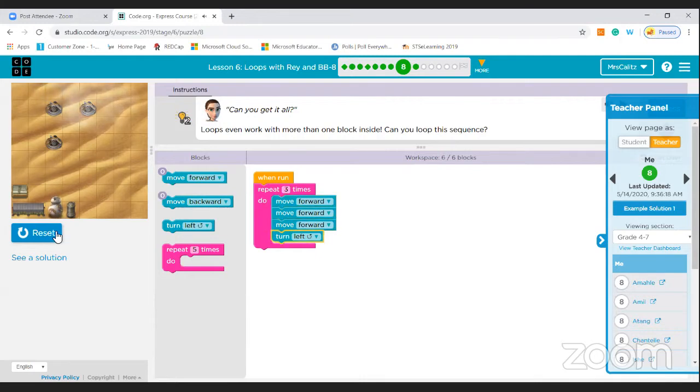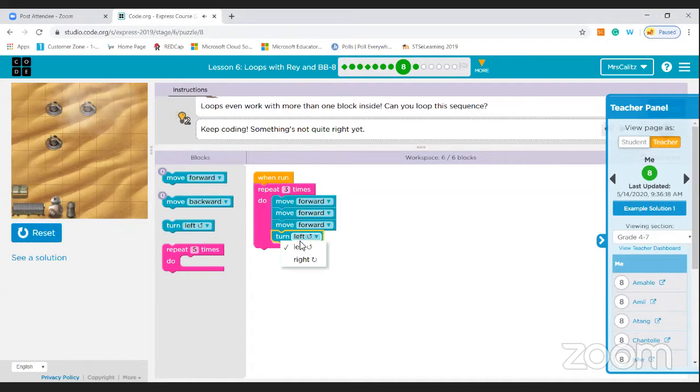Oh, Amo, I was supposed to turn right, and I turned left. Okay, so let's finish that loop. And now I need to do what? Yeah, I know, Amo, you said right. I mean, I should have listened to you from the beginning.